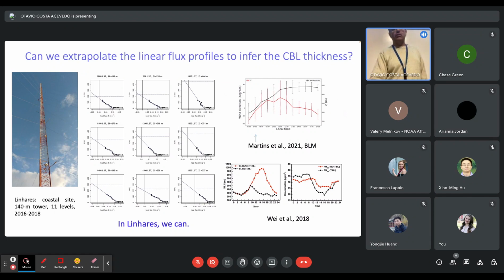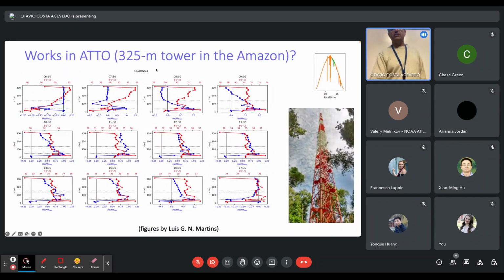We now have operating the 325 meter tower in the Amazon, the Amazon Tall Tower Observatory, this tower here. I've been involved with the tower since its conception. And we do have flux observations now. The measurements started in 2020, no, I think it's 2021. We have more than a year of measurements now.